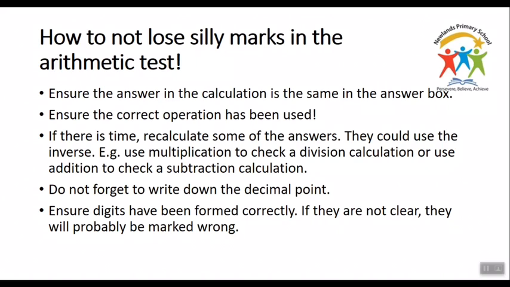If there is time, the children should recalculate some of their answers. They could use the inverse operation. So for example, if it's a division calculation, they could use multiplication to check, and if they have been asked to do a subtraction calculation, they could check their answer with an addition calculation. They should also make sure that if they need a decimal point in their answer, that they've remembered to put it down. And a really important one, make sure digits have been formed correctly. If they are not clear, they will probably be marked wrong.